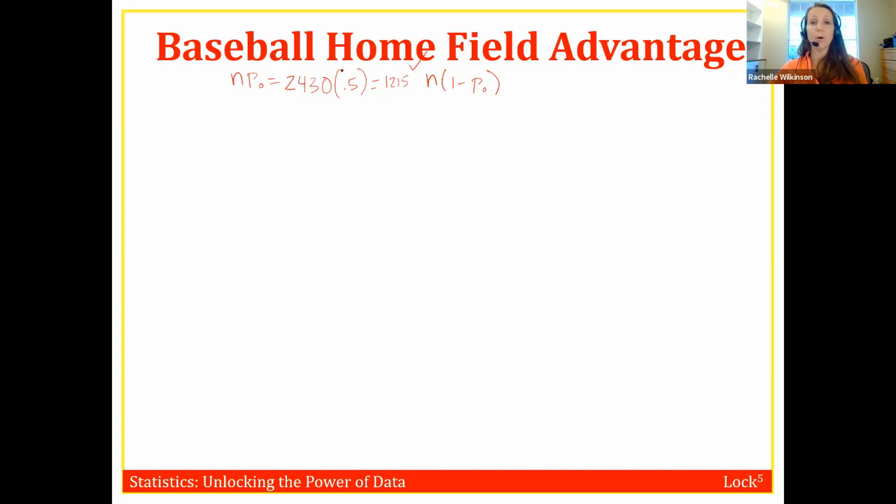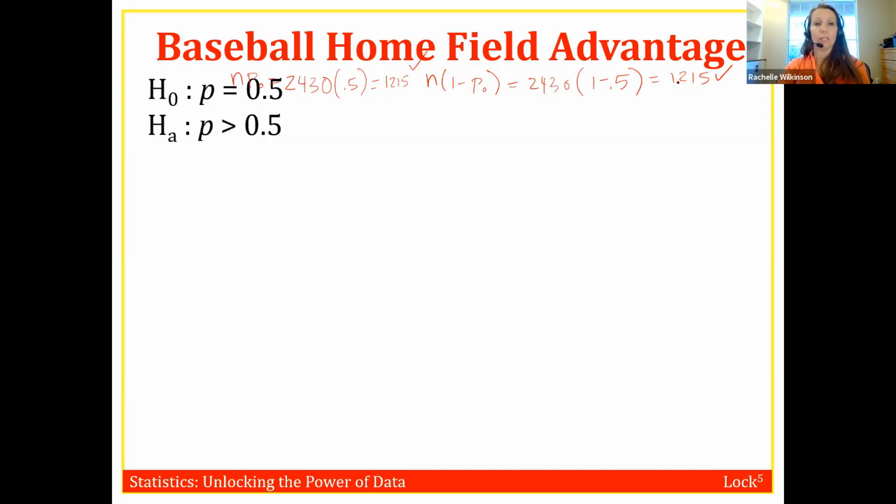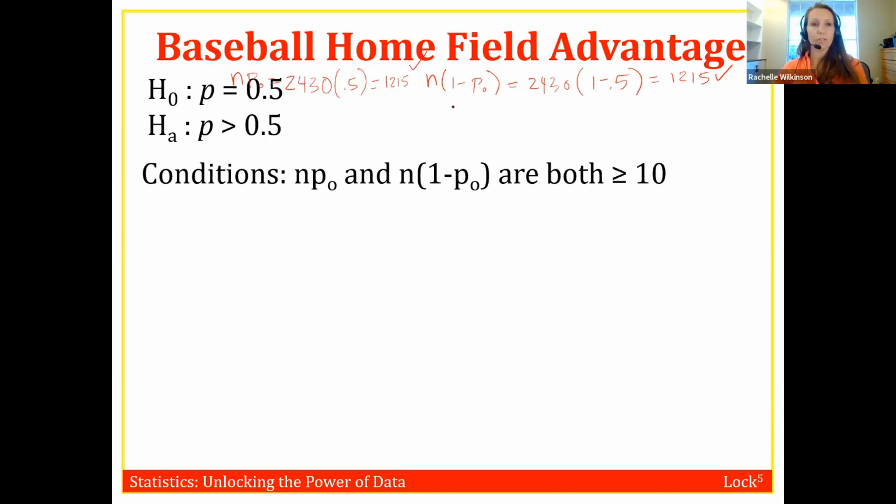The requirement is that both of these quantities have to be greater than or equal to 10 though. So now I need to do it for the other one. I'm going to have 2430 times 1 minus 0.5. 1 minus 0.5 is just 0.5, so we're going to end up with the same number here, 1215, which is still greater than or equal to 10. So yes, I do meet the conditions for doing this test. There are my hypotheses and the conditions, N times P naught and N times 1 minus P naught. We just did those calculations. They were both greater than or equal to 10, so we do meet those.